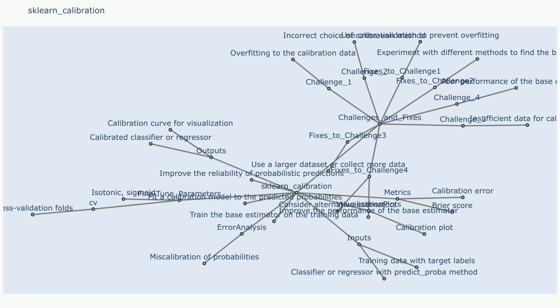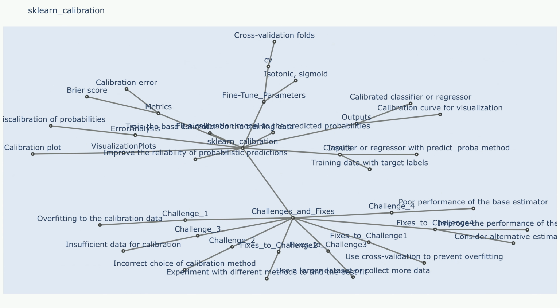Metrics. Metric 1. Explain in detail. Brier score. This metric quantifies the mean squared difference between the predicted probabilities and the actual outcomes. Lower Brier scores indicate better calibration. Metric 2. Explain in detail. Calibration plots visualize the calibration by plotting the predicted probabilities against the observed probabilities. Ideally, the points should lie close to the diagonal line, indicating good calibration.